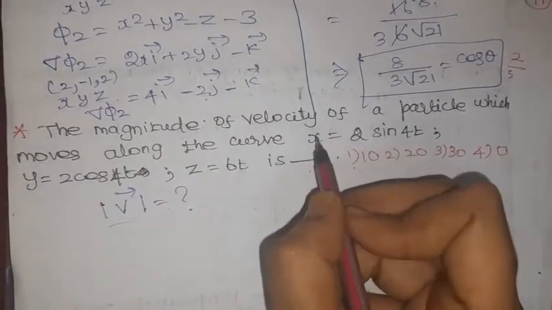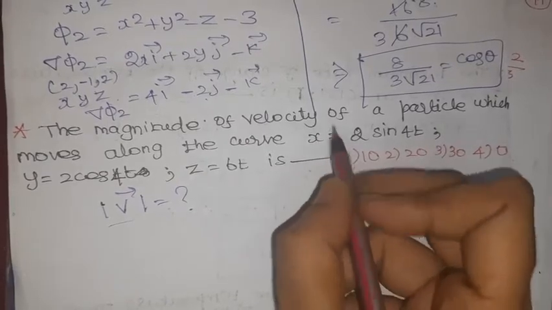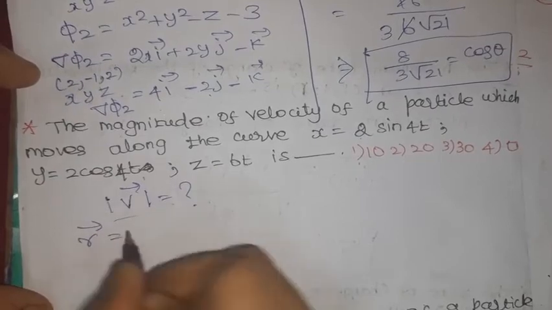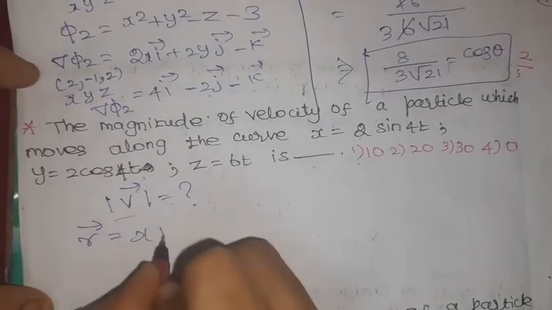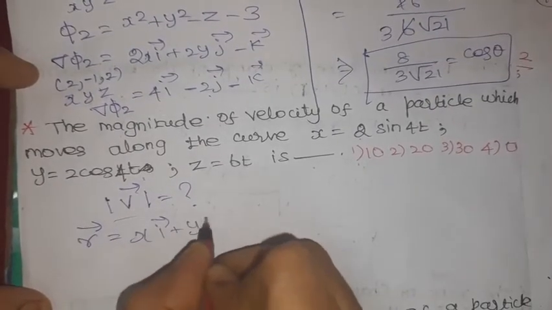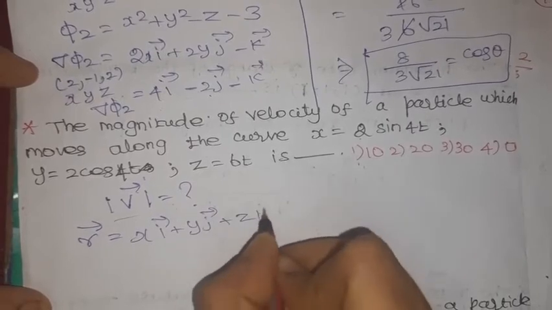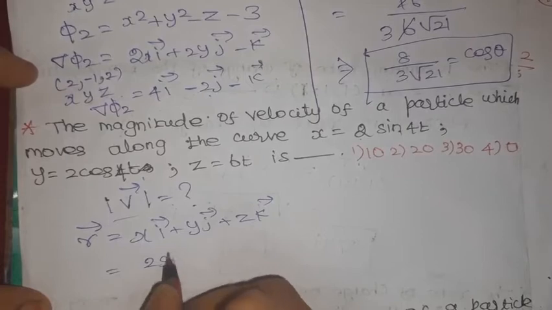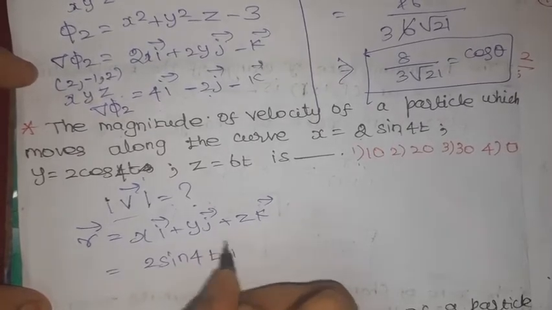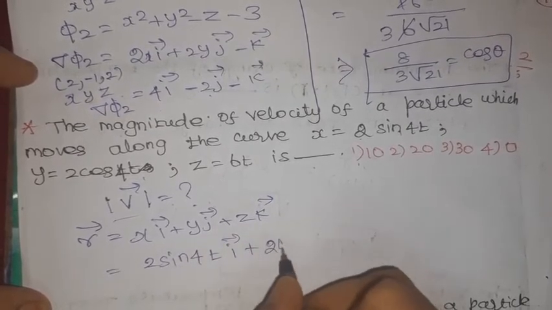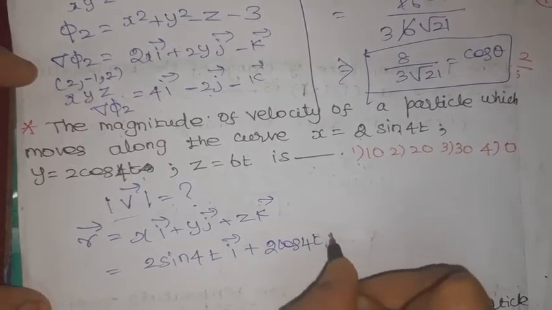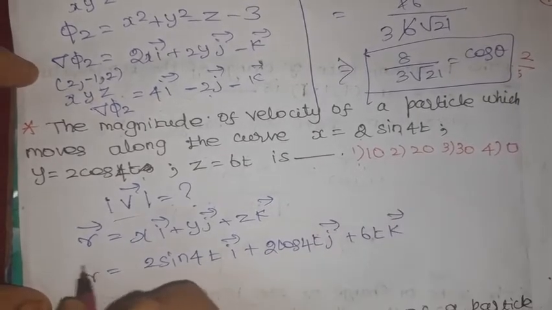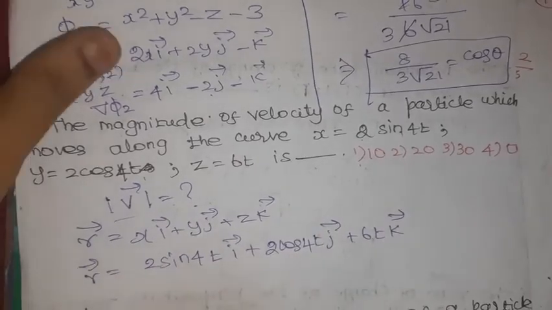So first of all, how can we find out the velocity? What is the given data, x, y, z? Take r, which is the position vector, x i plus y j plus z k. Just substitute the x, y, z values: 2 sin 4t i plus 2 cos 4t j plus 6t k. This is the r vector. So what is the v vector?